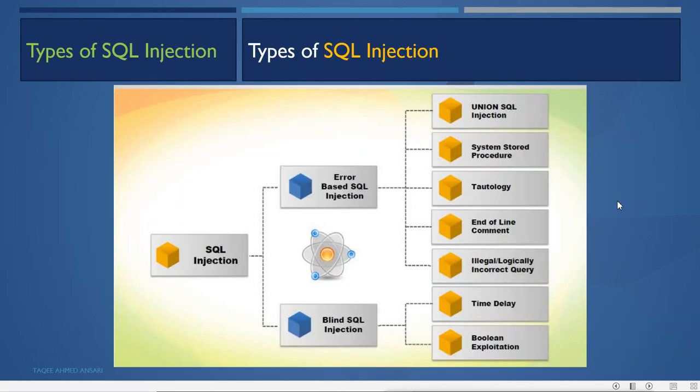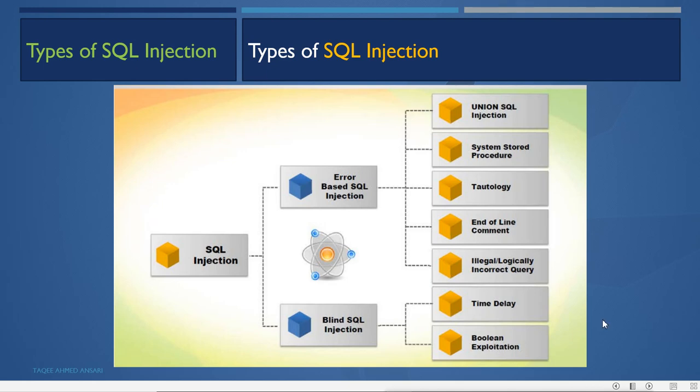Now, the types of SQL injections we have. We have error based SQL injection and we have blind SQL injection. Under error based, we have injections like union SQL injection, system stored procedure, tautology, end of line comments, and illegal or logically incorrect queries. In blind SQL injection we have time delay and Boolean exploitation.